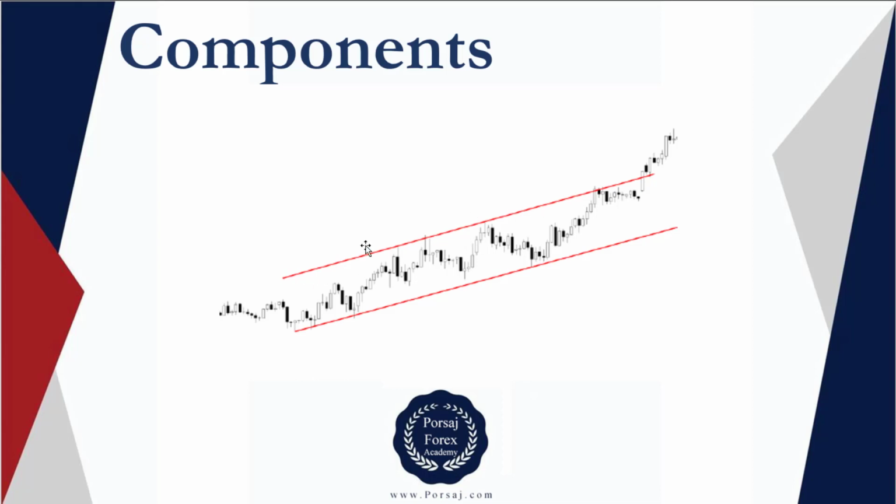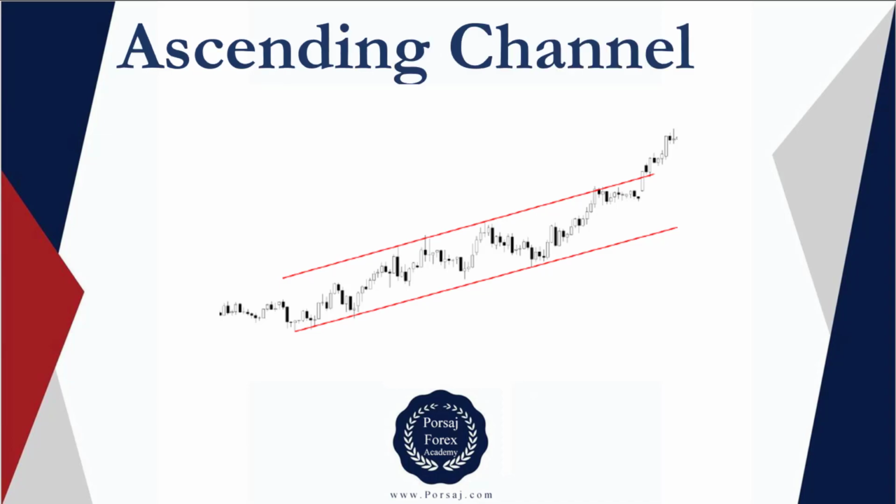Components of a trend channel: upper trend line. This line connects the series of higher highs in an uptrend. It acts as a dynamic resistance level that contains the upward price movement. Lower trend line. This line connects the series of higher lows in an uptrend. It serves as dynamic support that prevents the price from falling further. Parallel lines. The upper and lower trend lines run parallel to each other, creating a channel within which the price tends to oscillate.